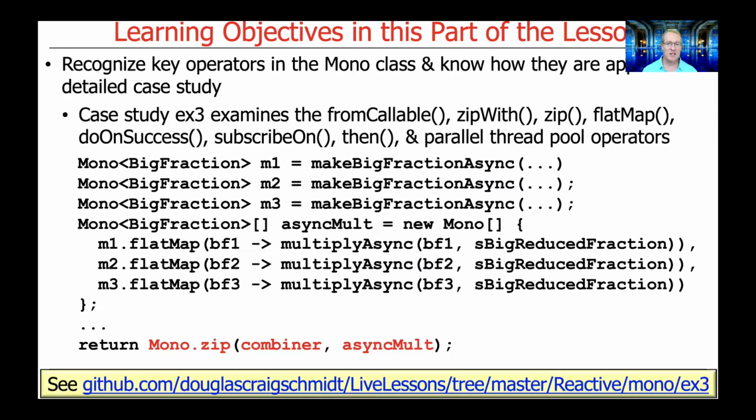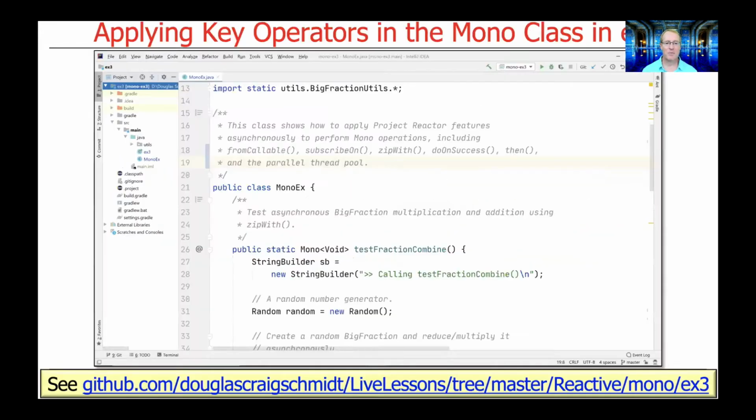This particular case study, which is ex3, is going to examine the fromCallable, zipWith, zip, flatMap, doOnSuccess, subscribeOn, then, and parallel thread pool operators. It does a bunch of interesting processing using these advanced features that come out of Project Reactor's Mono. And you can find this particular example at the link at the bottom of the slide.